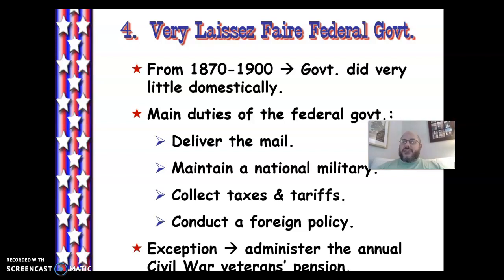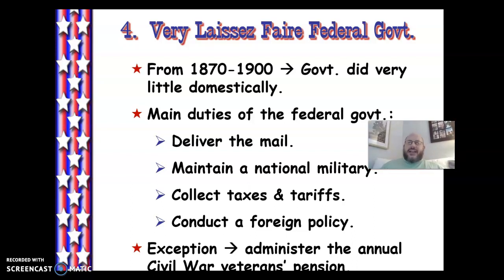So Union veterans, Confederate veterans got nothing, but Union veterans are going to be receiving a pension, and that's going to be a very important political issue as we go through this time period. There's a question of most Americans wanting small government and low taxes, but at the same time, a lot of folks wanting their pension for being a veteran. So that does create a little bit of conflict.